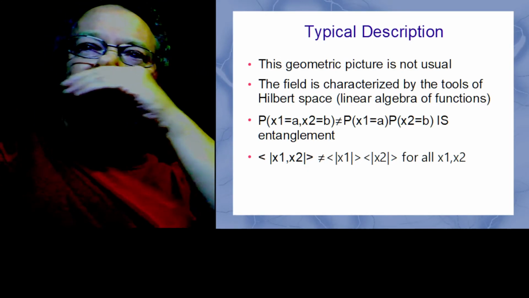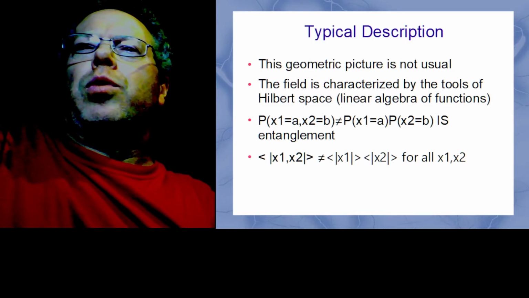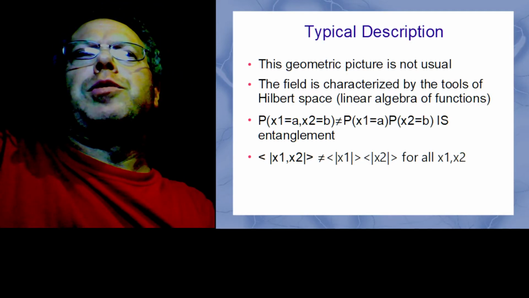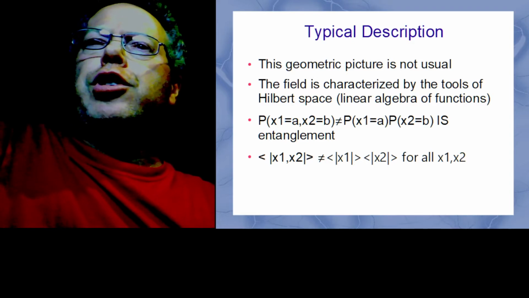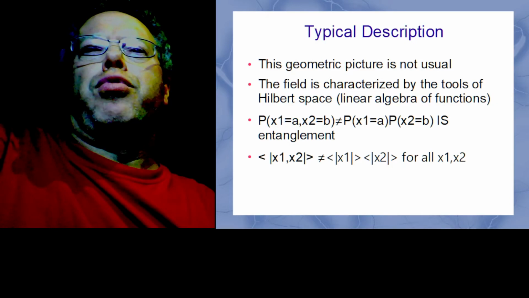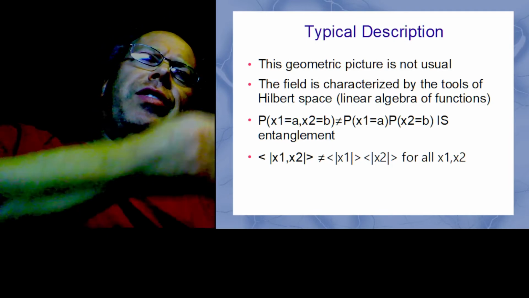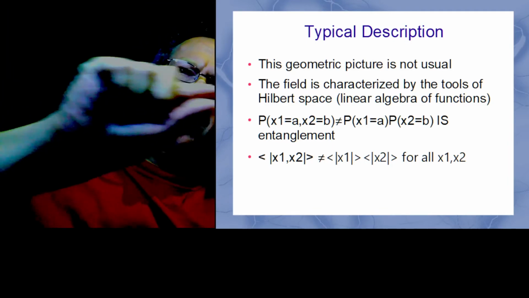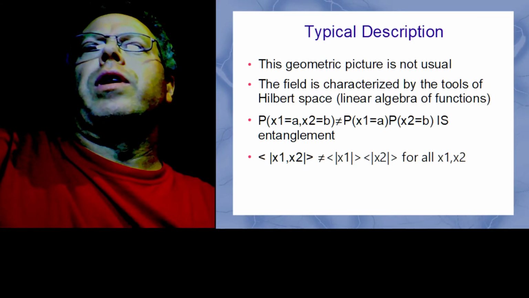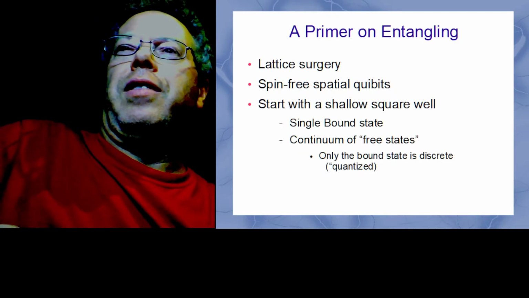All right, so most of the time when we're talking about things like this, you'll find we're talking about bras and kets and Hilbert space. So we're talking about when the probability of the first particle being at one point and the second particle being at another point is not equal to the probability of them being at each one separately. That's one way of saying that something's entangled.